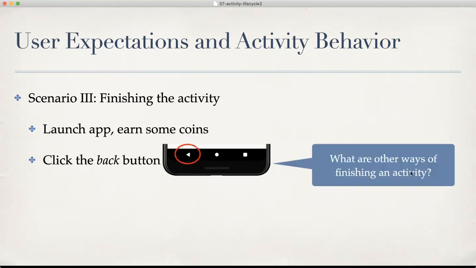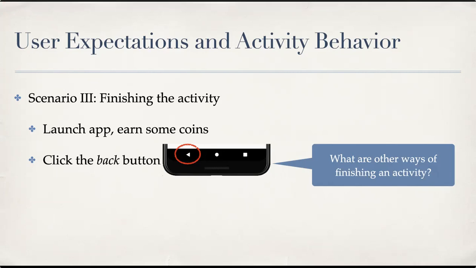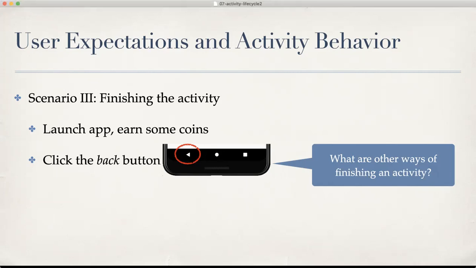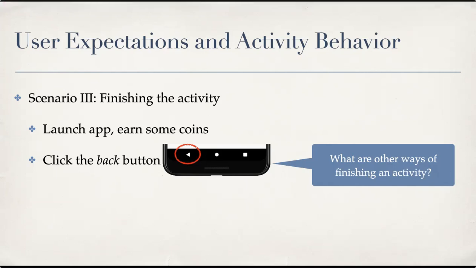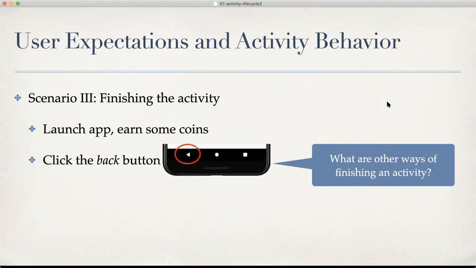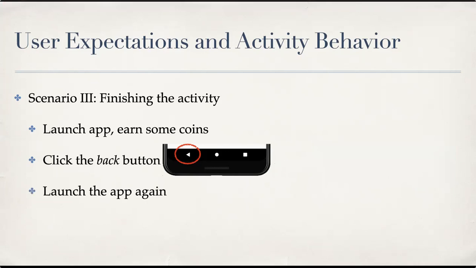This is one way of finishing the activity. What are the other ways? I'll let you figure that out. There's, of course, a bunch of material on the internet to go and figure that out. Now when you click that, you will go to the home screen, because that's where we came from. And now you launch the app again. From the home screen, you'll have to go and find the app's icon, and it will be launched, right?